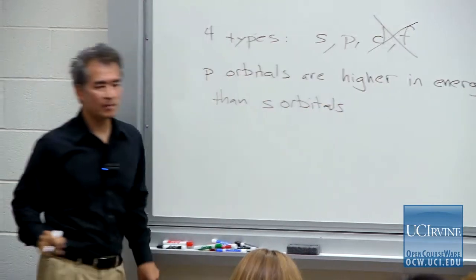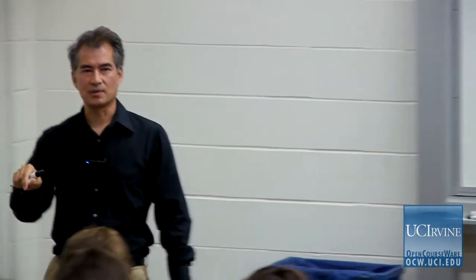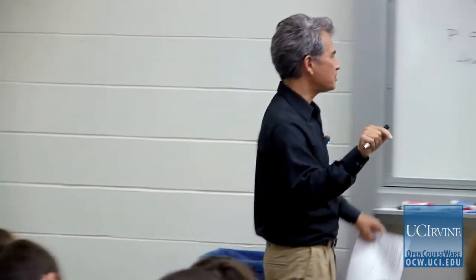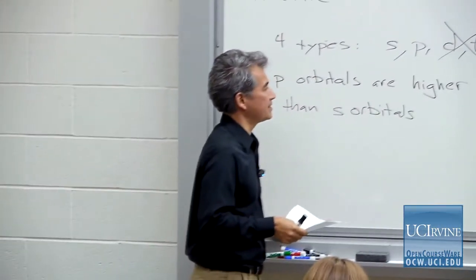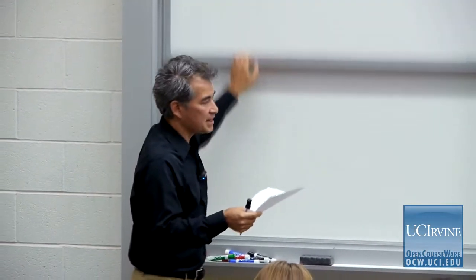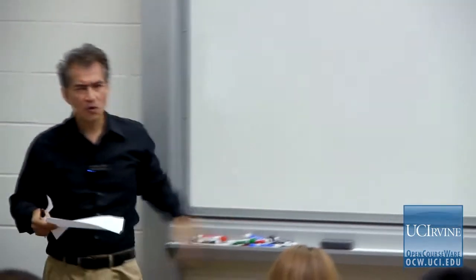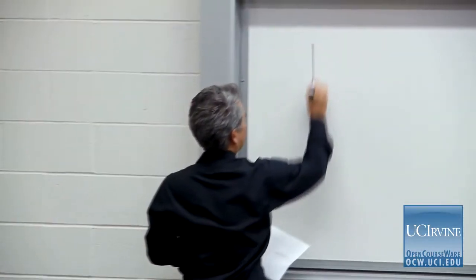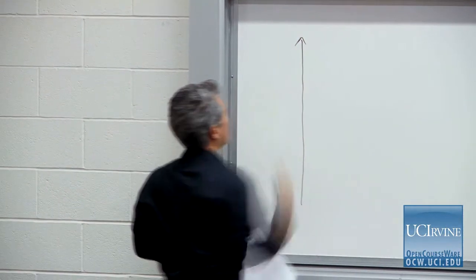And that is that P orbitals are higher in energy than S orbitals. I think every one of you knows this already. But what you don't know is just how powerful that is. And so let me go ahead and start off by graphically representing the fact that P orbitals are higher in energy than S orbitals. And I'm going to start by using a construct that we're going to use many times in this class called a molecular orbital or an orbital energy diagram.